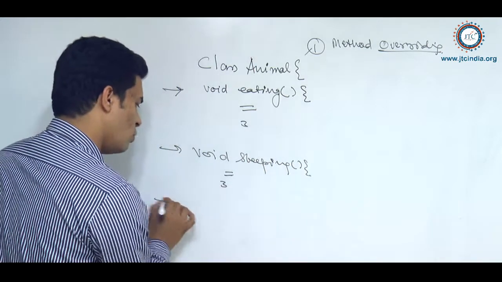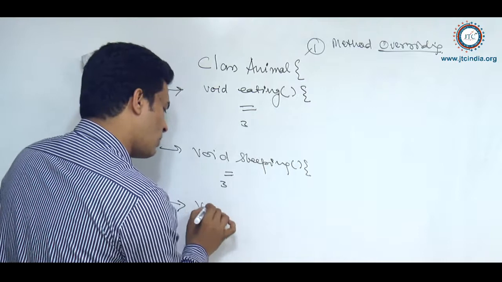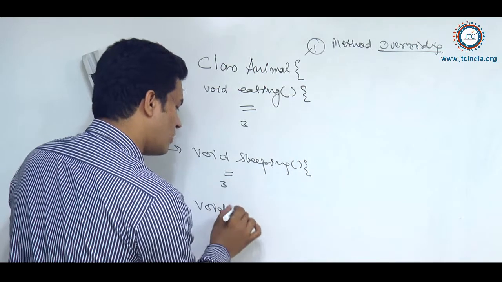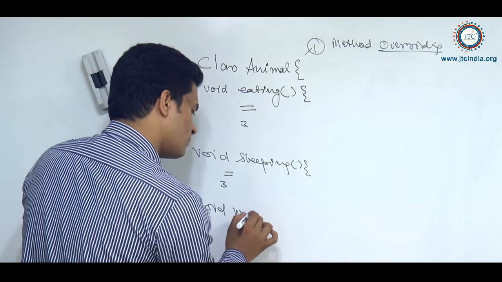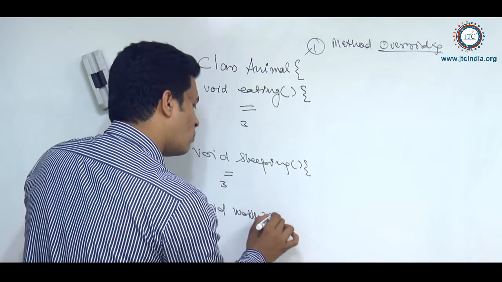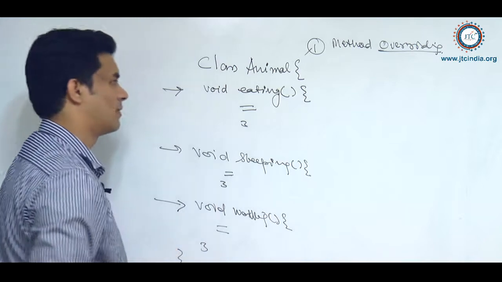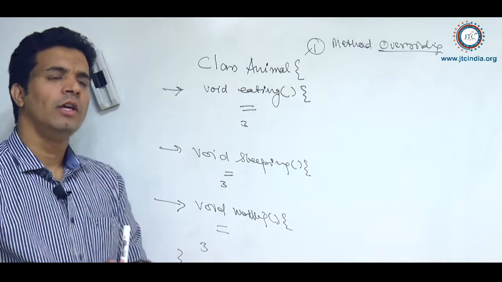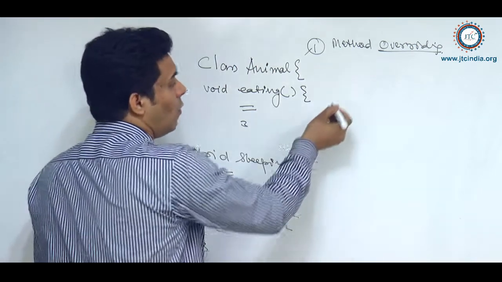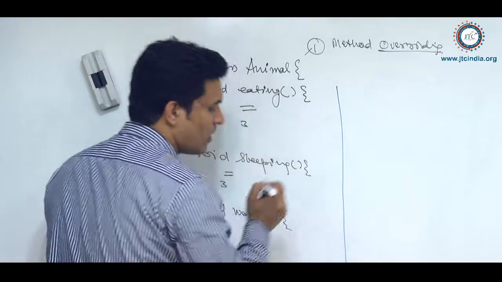And now one more method I am going to write, void walking method. This is also some implementation I have written here, fine. Now see, what is the need to override a method?